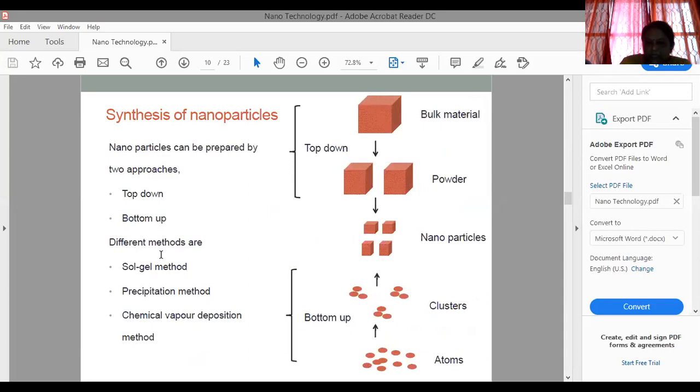Hence, in today's class I have discussed nanoparticles, nanomaterials, and then how to synthesize the nanoparticles, and about the different properties of the nanoparticles, how they change or differ in the bulk and in the nano sizes.